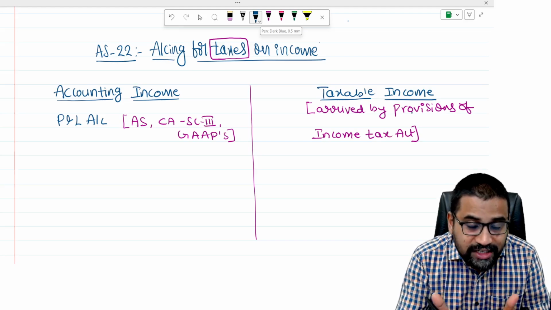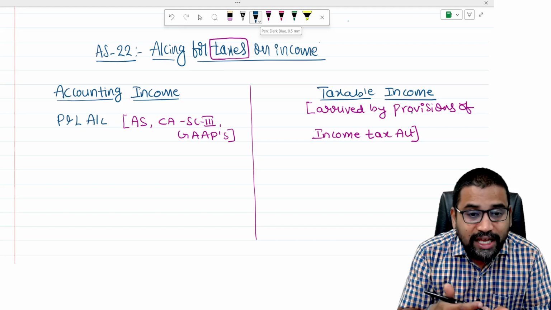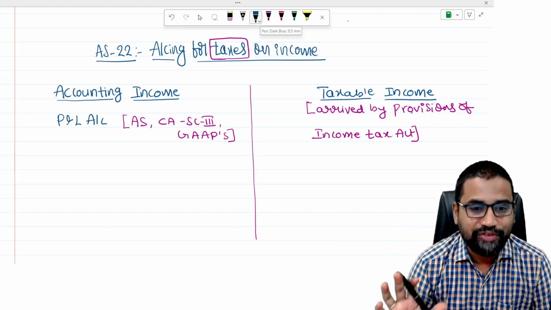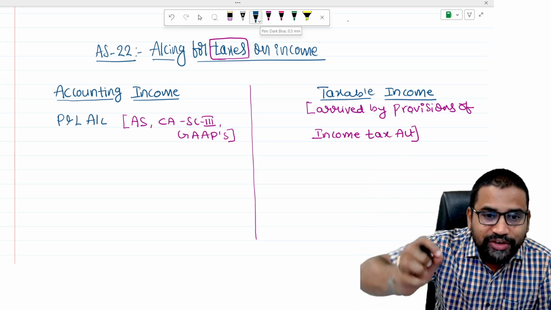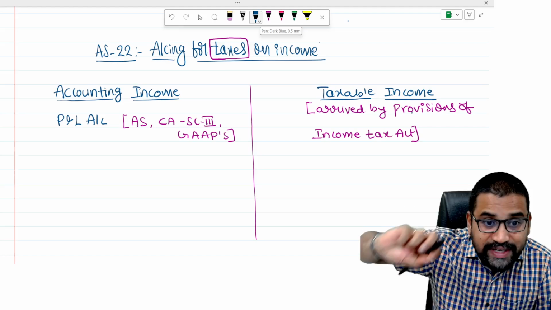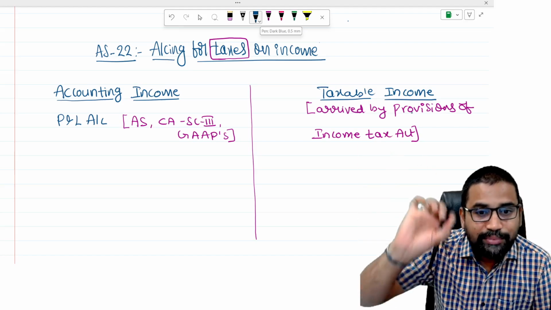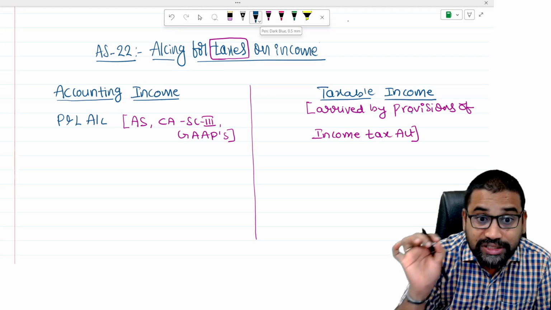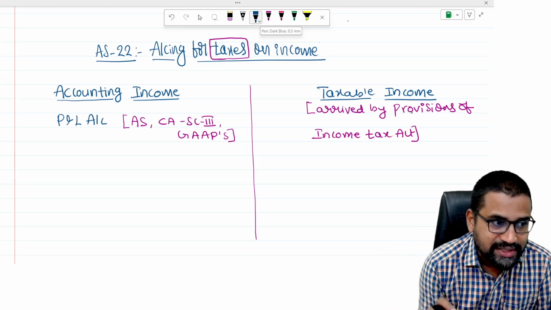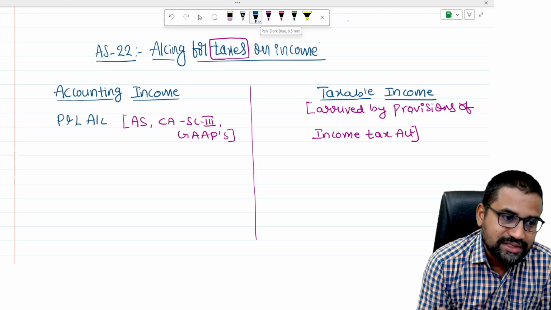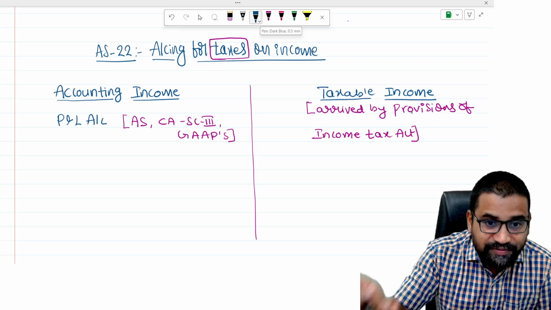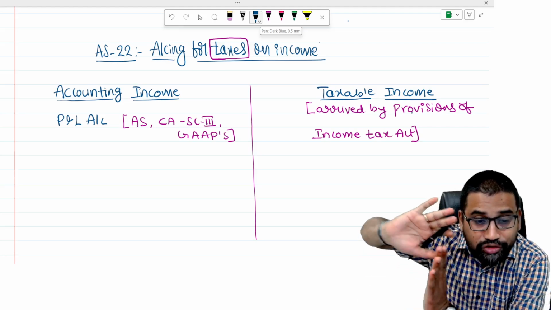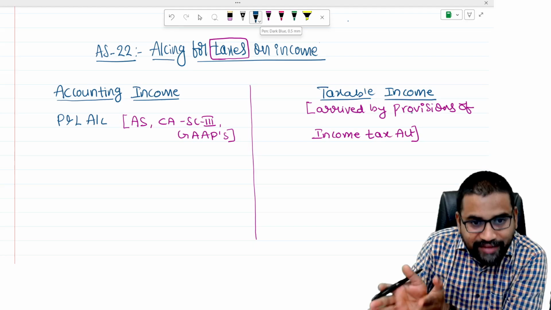But when we prepare the P&L account, we ascertain the net profit. Now, can I pay tax on that net profit? The answer is no. Because as far as tax is concerned, in India we have a separate act called the Income Tax Act. That act is providing some benefits, some exemptions, some deductions, some deferments. So you need to follow that act to arrive at the taxable income.